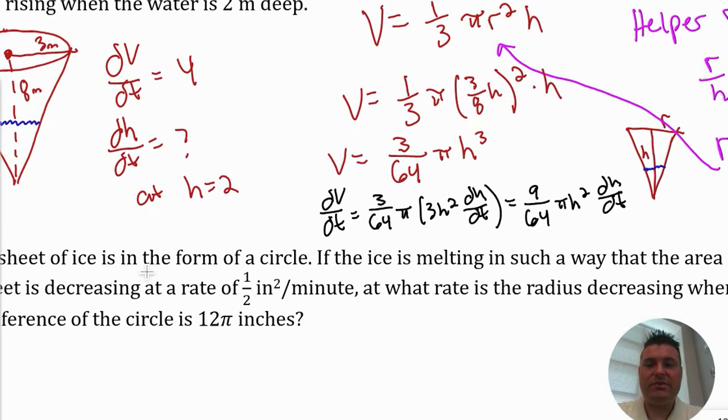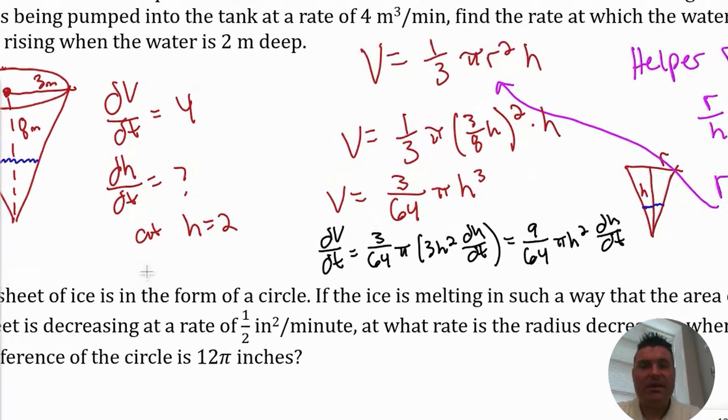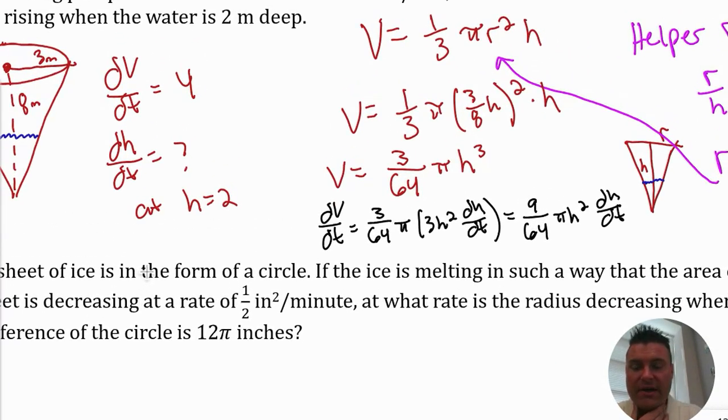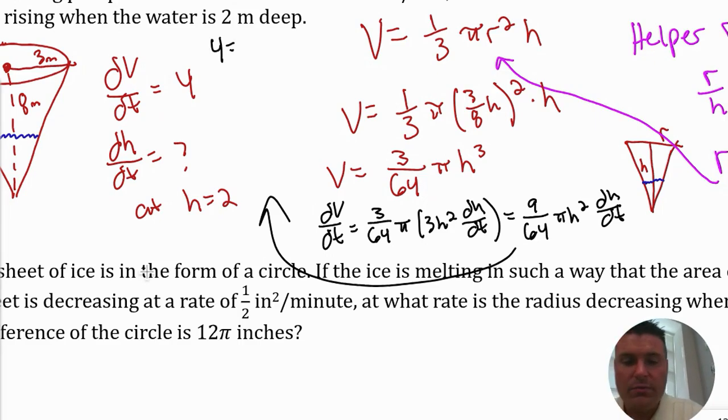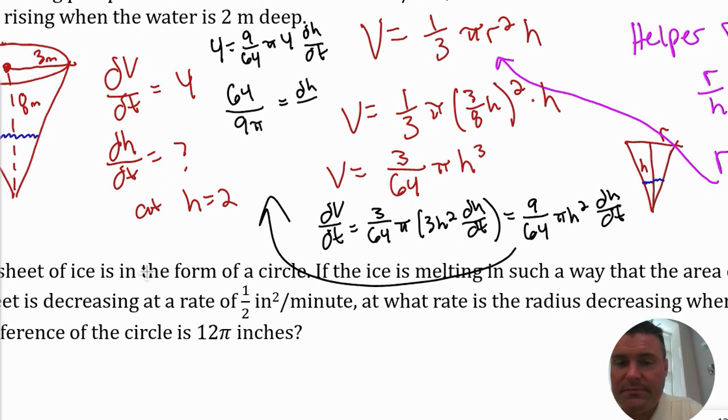So now I'm going to use all my givens and start to substitute in. I ran out of space here, so if you don't mind, I'm going to use this space right up in here and finish this off using my black right here. I have my dV/dt, which is 4, equal to my 9 over 64 pi times my h, which is 2, so 2 squared is indeed 4, dh/dt. So I'm going to divide both sides by 4. Just doing this mentally real quick. I'm going to end up with 64 over 9 pi is my dh/dt.